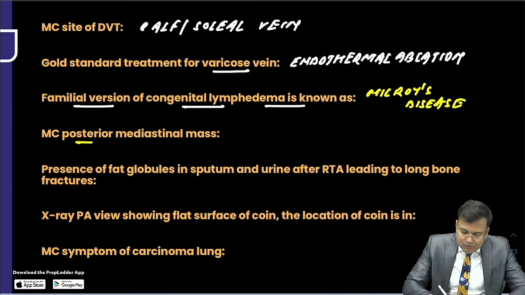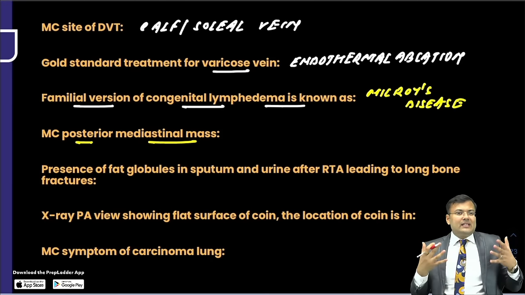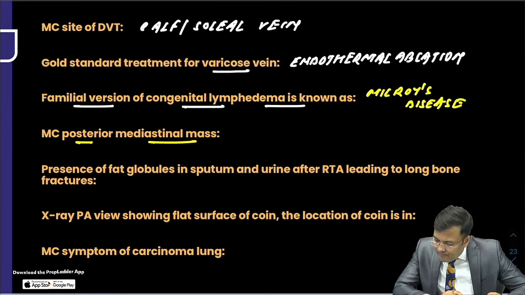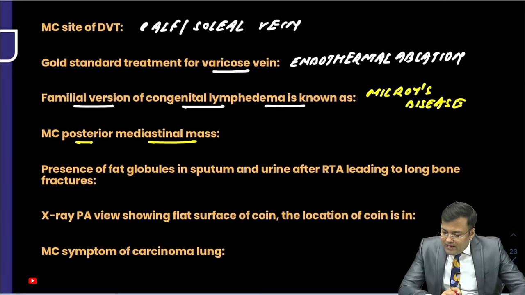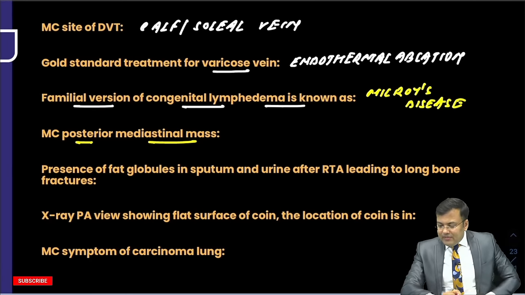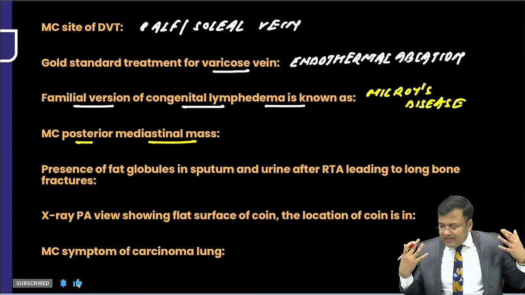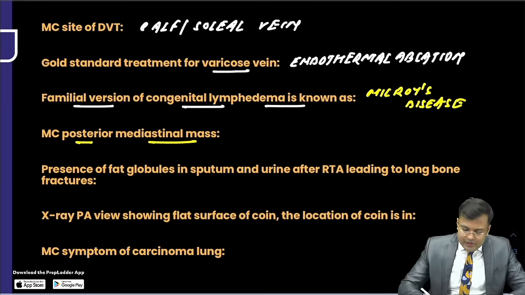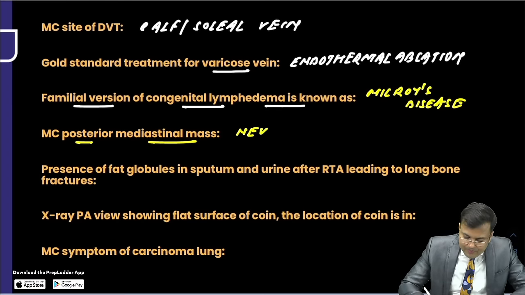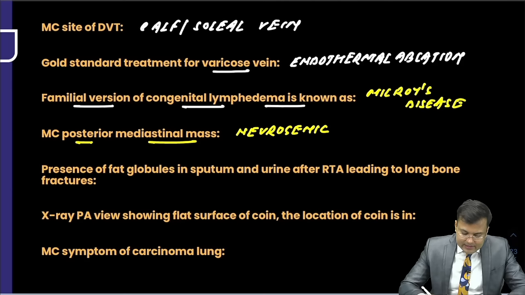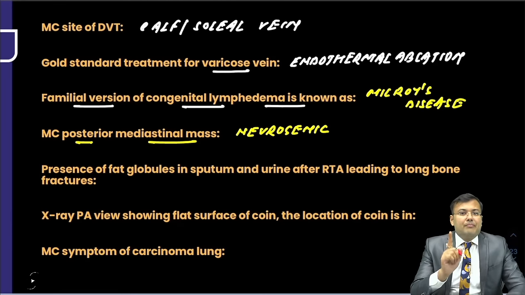Now tell me, what is the most common posterior mediastinal mass? Frequently asked question. Thank you very much for the appreciation. It is not thymoma. Thymoma is located in anterior mediastinum. Posterior mediastinum, yes, neurogenic tumor. In anterior mediastinum it is thymoma. In middle mediastinum it is cyst. Which cyst? Pericardial cyst. Next.